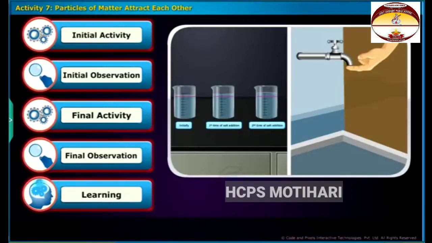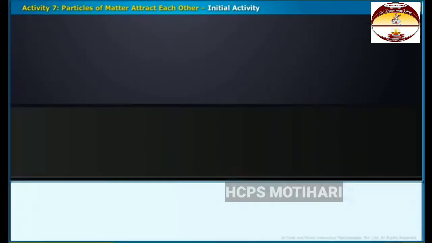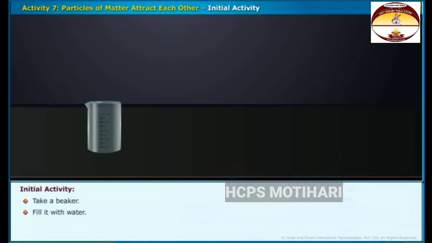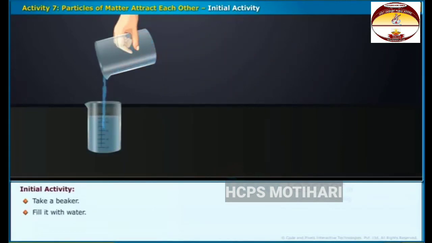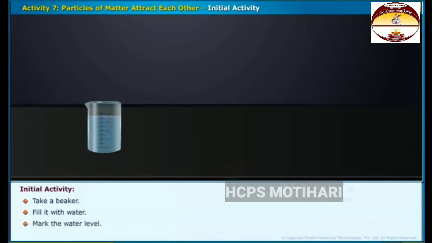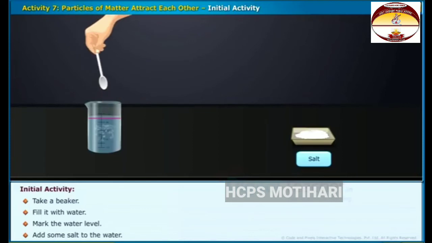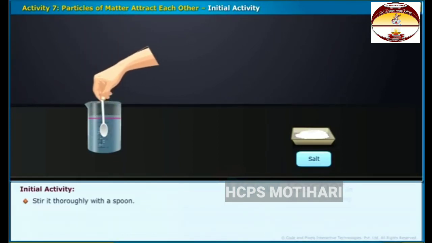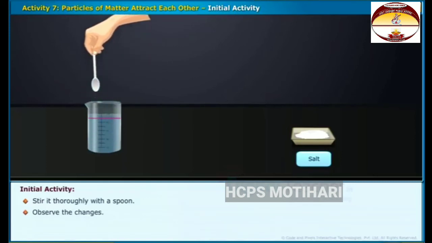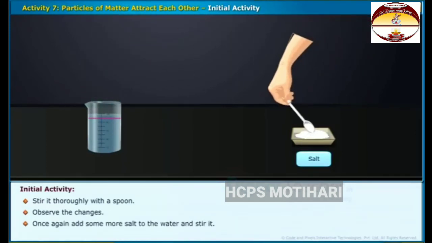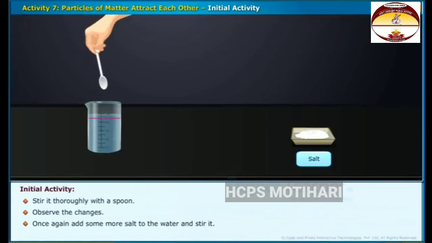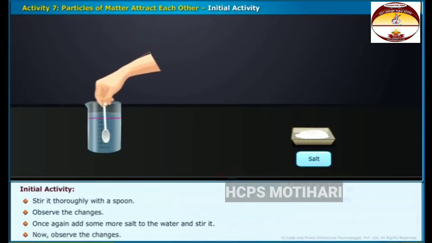Now, let us perform an activity to understand the force of attraction between the particles of matter. Take a beaker. Fill it with water. Mark the water level. Add some salt to the water. Stir it thoroughly with a spoon. Observe the changes. Once again, add some more salt to the water and stir it. Now, observe the changes.